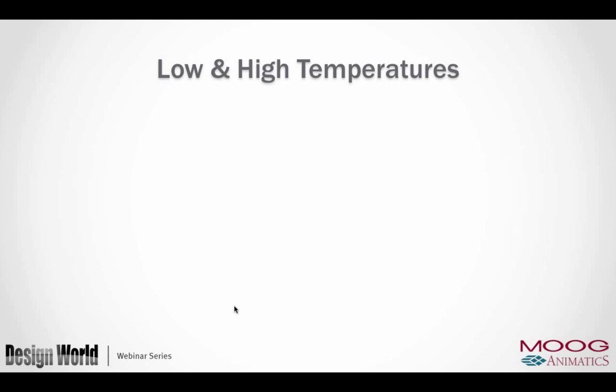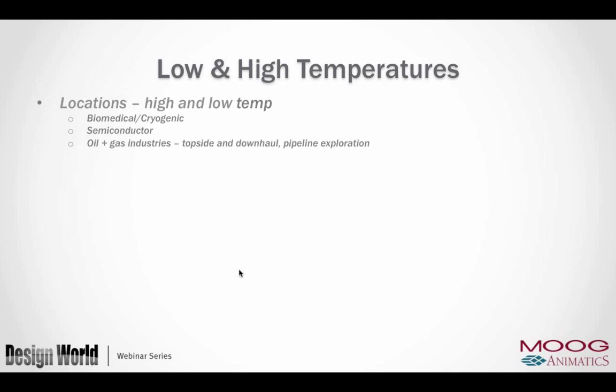Okay, low and high temperatures. Now we mentioned extreme temperatures here, and I just did mention the fact that we're limited at 85. What we do have is a low temperature range, extended range motor. Locations for those may be biomedical, where you would have to have that lower temperature, being cryogenic. Semiconductor manufacturing, where they have very cold temperature, may even be in a vacuum. We'll get into that in a moment. Oil and gas industries, topside down, downhole pipe exploration. When you go down deep, it actually gets cooler.